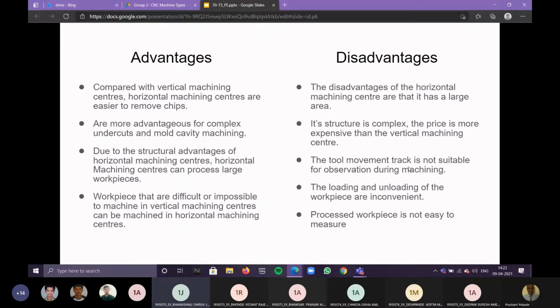The disadvantages or limitations of the horizontal machining center are that it has a large area, its structure is complex, and the price is more expensive than the vertical machining center. It is inconvenient while debugging the horizontal machining center, and the tool movement track is not suitable for observation during machining. The loading and unloading of the workpiece is inconvenient, and the processed workpiece is not easy to measure.